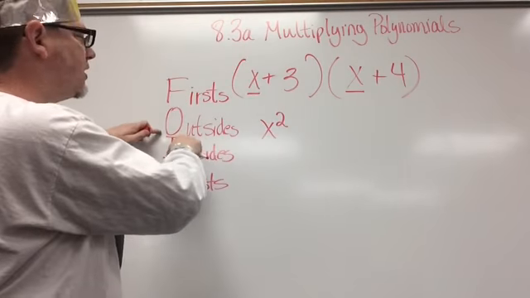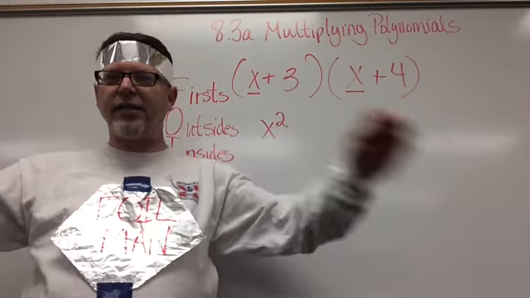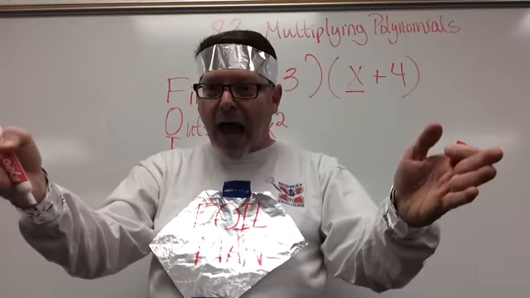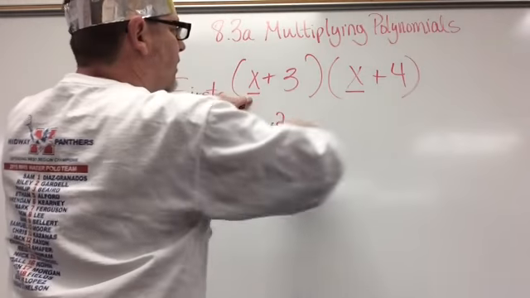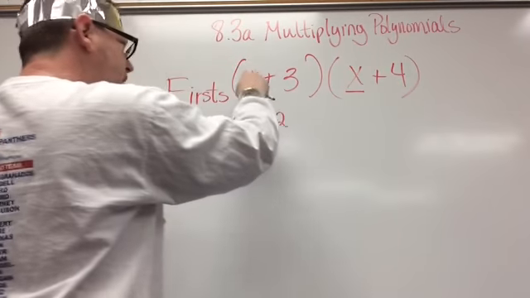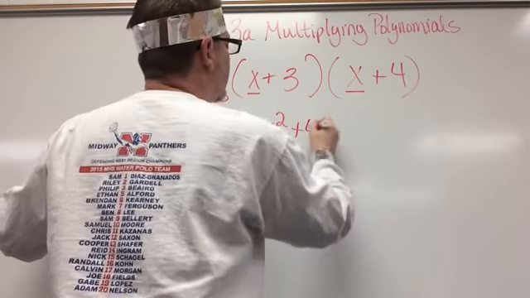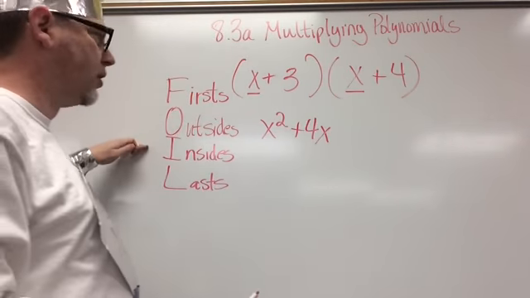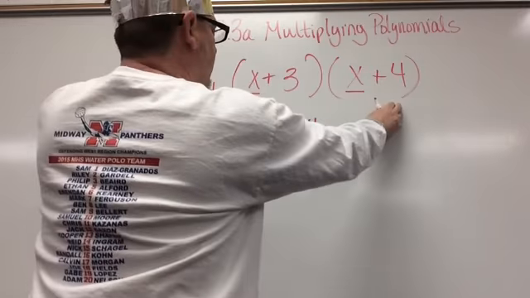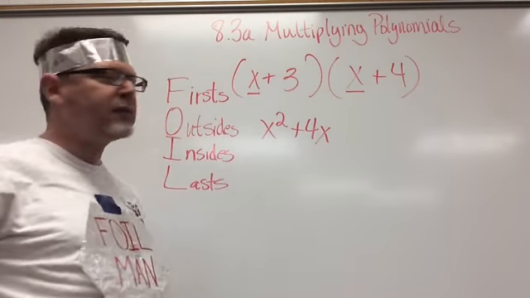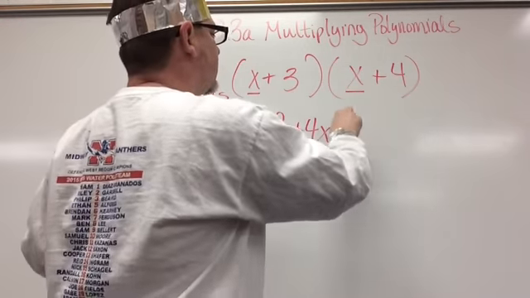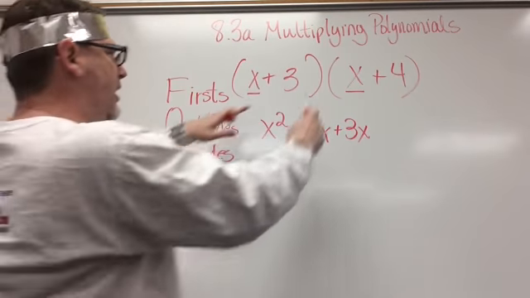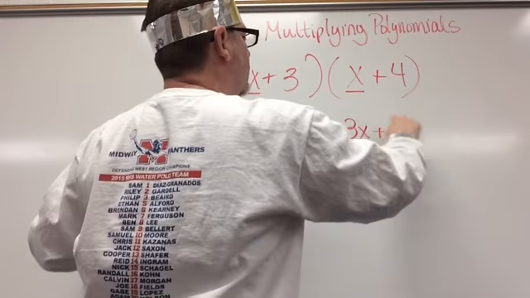And now I need to look at the outsides. We're looking at the outsides, the ones that are on the outside, not on the inside, but the outside. And the outside would be x and 4, and x times 4 is plus 4x. Excuse me there. And now we're going to look at the insides. If those were the outsides, then the 3 and the x must be the insides. So the 3 times the x is plus 3x. And then I'm going to look at the L for last, and I have 3 times 4 is 12.